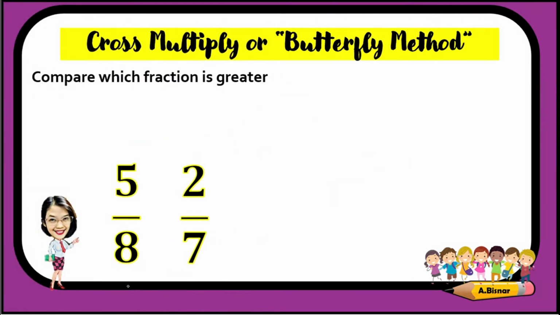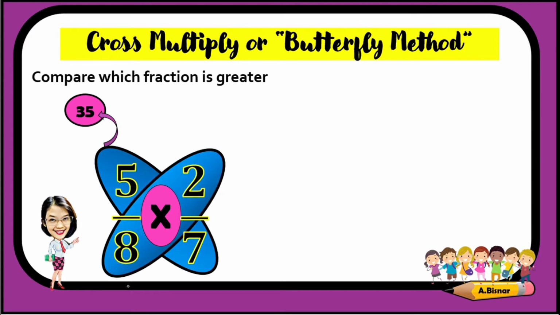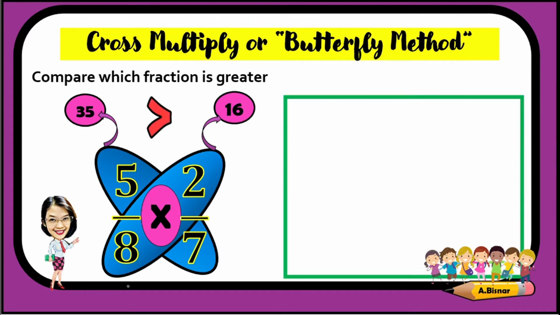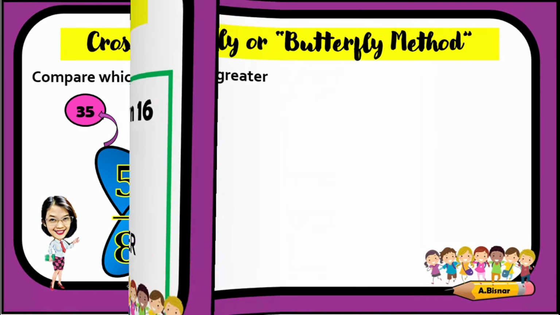Another. Compare which fraction is greater, 5/8 or 2/7. Again, we will cross-multiply 5 and 7, and the product is 35. Next is to cross-multiply 2 and 8, and the product is 16. Well, in here, we can clearly see that 35 is greater than 16. And from here, we can say that 5/8 is greater than 2/7.